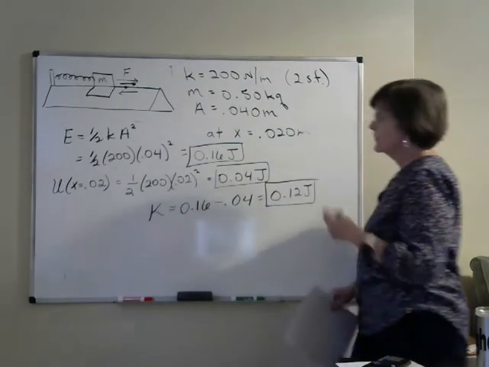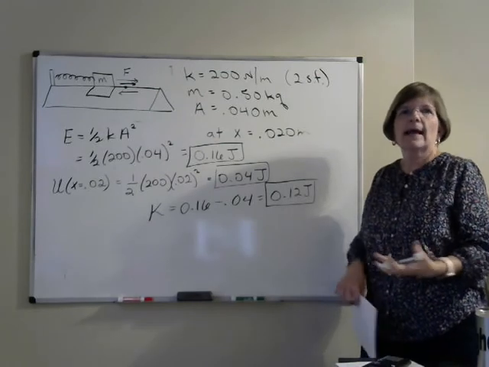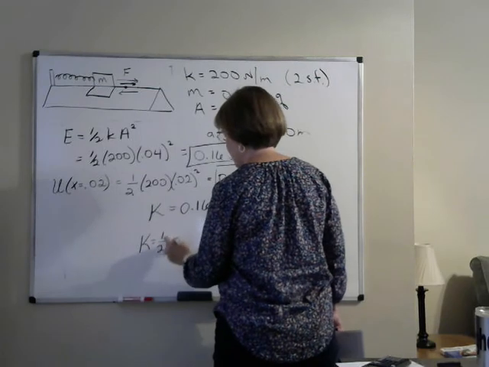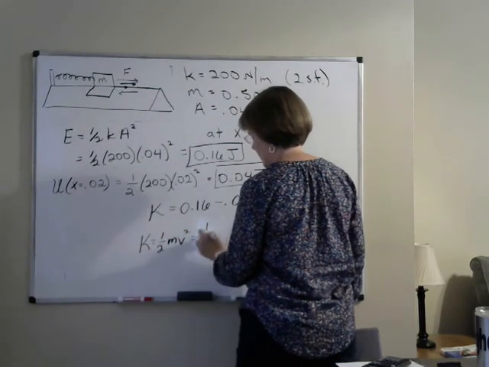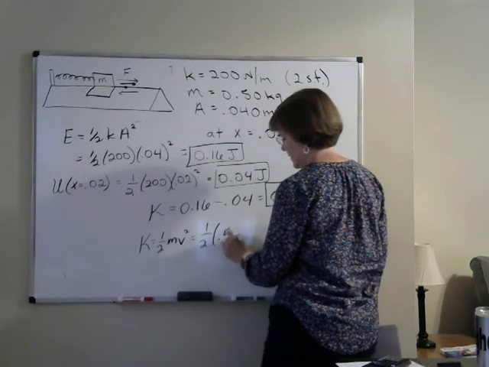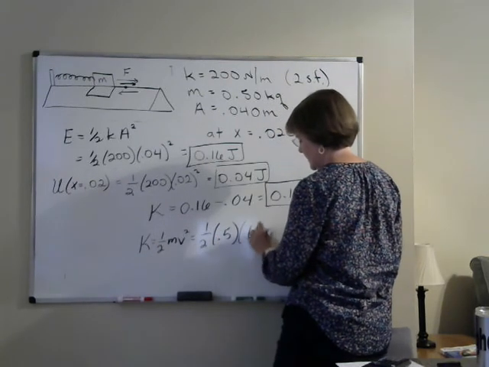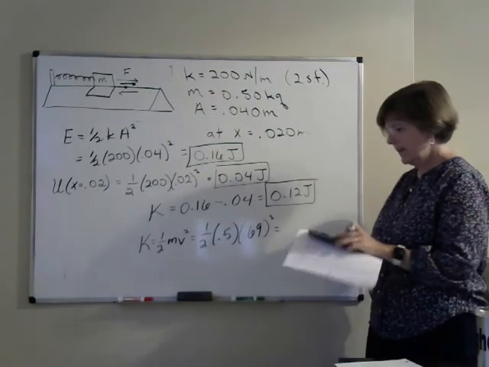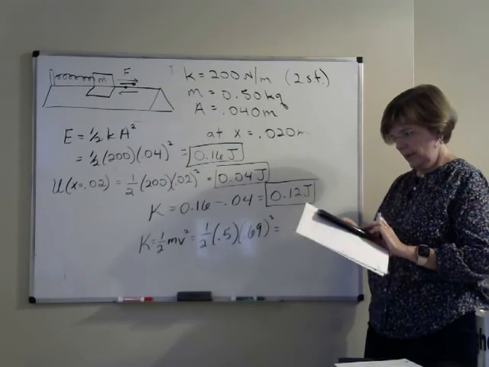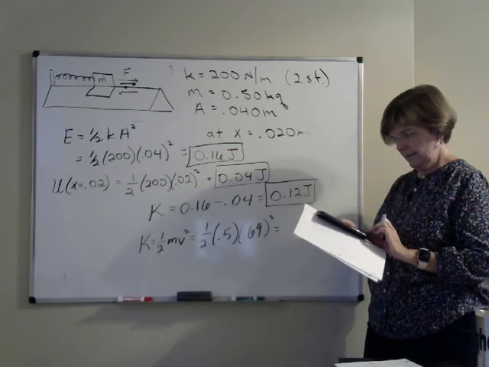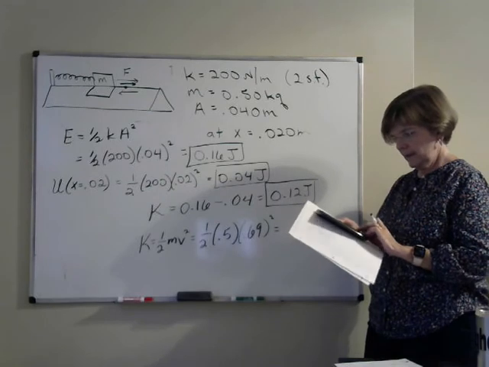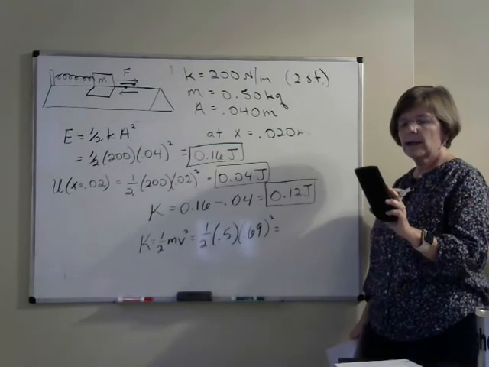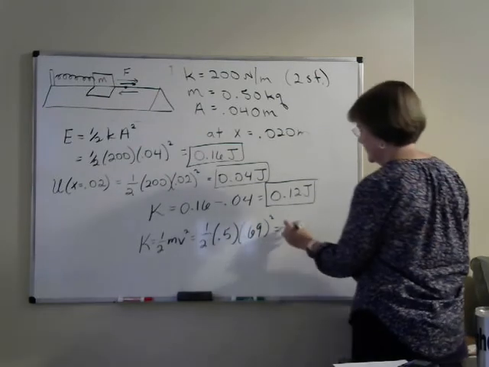The other approach for the kinetic is we already found the speed at that point. We could say it's 1/2 mv squared, the v was 0.69 meters per second. It had better come out to be 0.12. We've got 1/2 times m times 0.69 squared, and it comes out to be 0.119, but to two significant digits, 0.12.